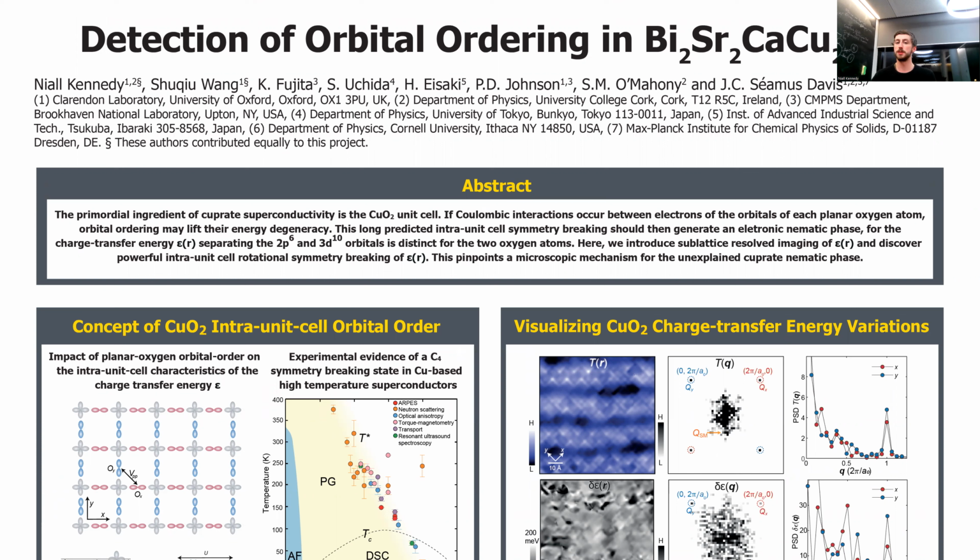the high-temperature superconductor Bi2Sr2CaCu2O. So the CuO2 unit cell is key to superconductivity in the cuprates, which Bi2Sr2CaCu2O is one of, and it's long been proposed that Coulombic interactions between the electrons on the orbitals of these oxygen atoms may lift the energy degeneracy and produce an electronic nematic phase. In this work, we introduce sublattice resolved imaging of the charge transfer energy epsilon O. By doing so, we discover powerful intra-unit cell symmetry breaking and pinpoint a mechanism for this nematic phase.